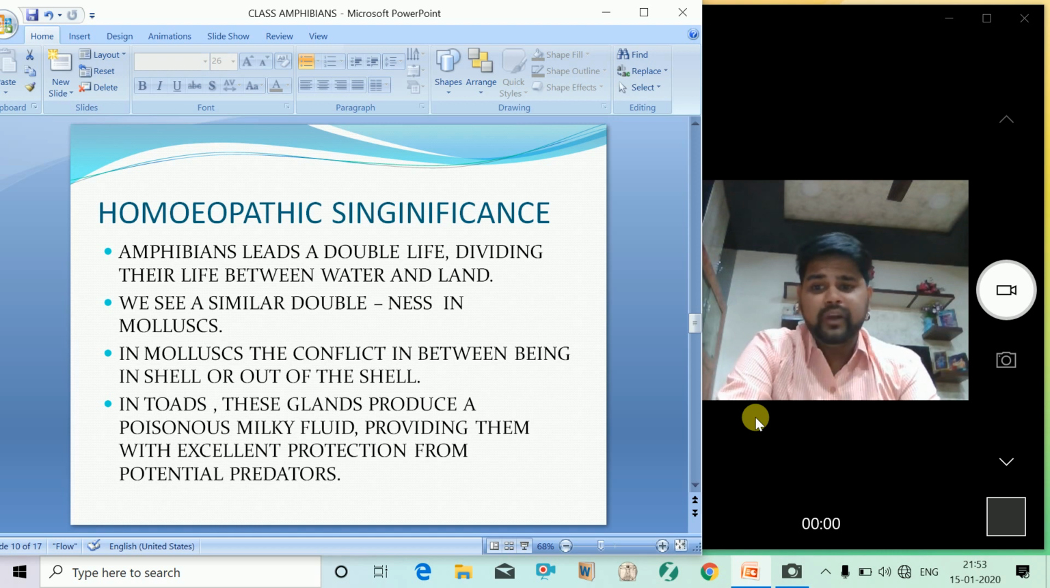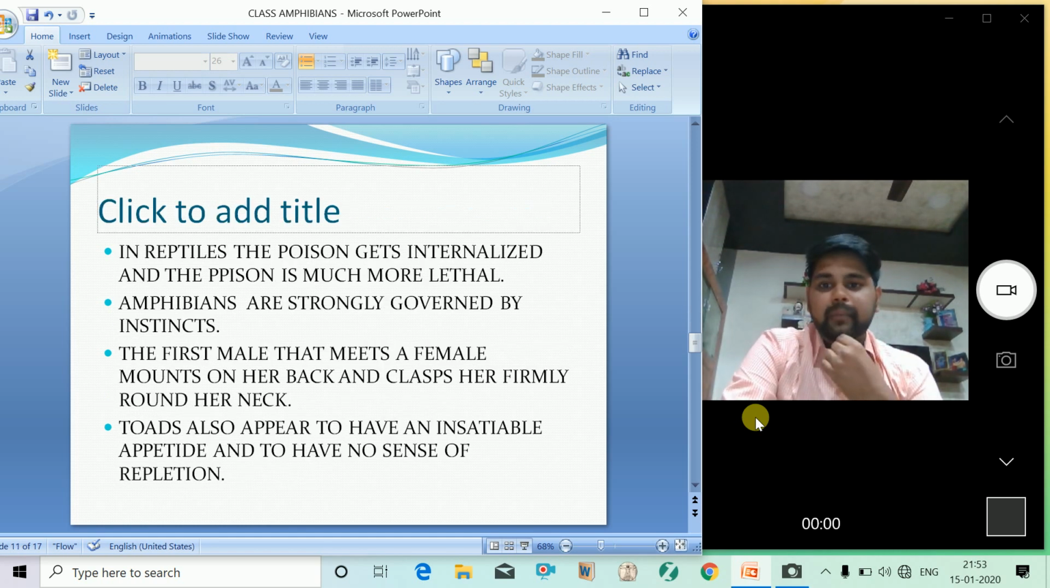In the toad, the gland produces a poisonous milky fluid, providing excellent protection from potential predators. In reptiles, the poison can be internalized and the poison is much more lethal. Amphibians are strongly governed by instinct. The first male that meets a female mounts on her back and clasps firmly around her neck. Toads also appear to have an insatiable appetite and no sense of repletion. That's the major peculiarity we have: an insatiable appetite for sexual activity or for food as well.